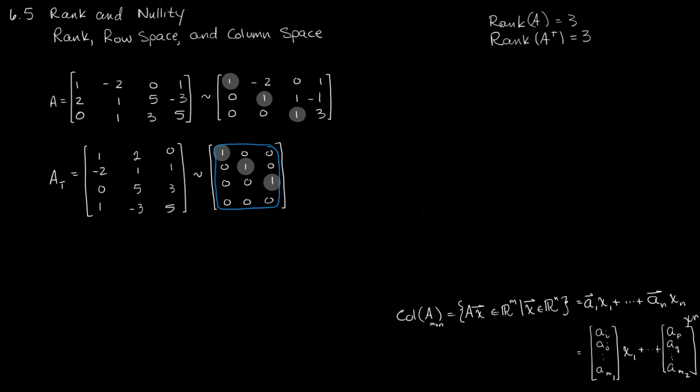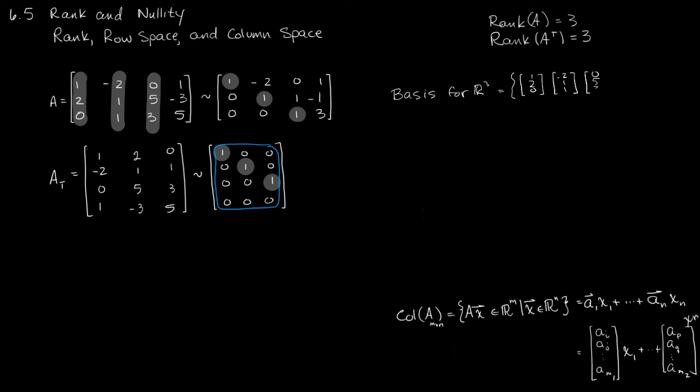This is just going back to stuff we've done before. If I highlight each column in A associated with a pivot in its reduced form, I get these 3 columns. Those 3 columns form a basis. What do they form a basis of? Well, there are 3 vectors, and each vector has 3 components. So we're in R3. So we have that a basis for R3 is the column vectors 1, 2, 0, negative 2, 1, 1, and 0, 5, 3.